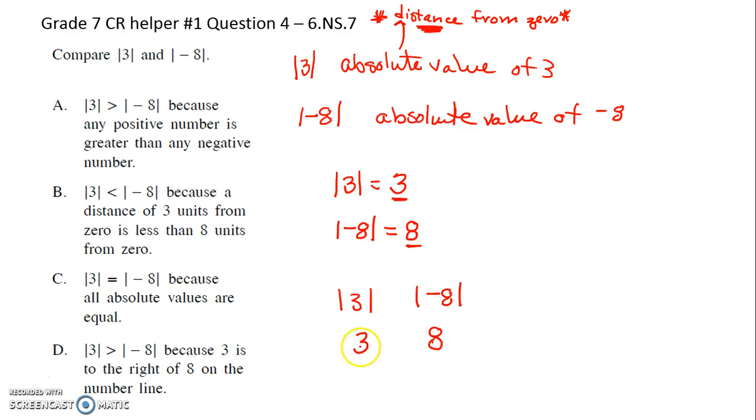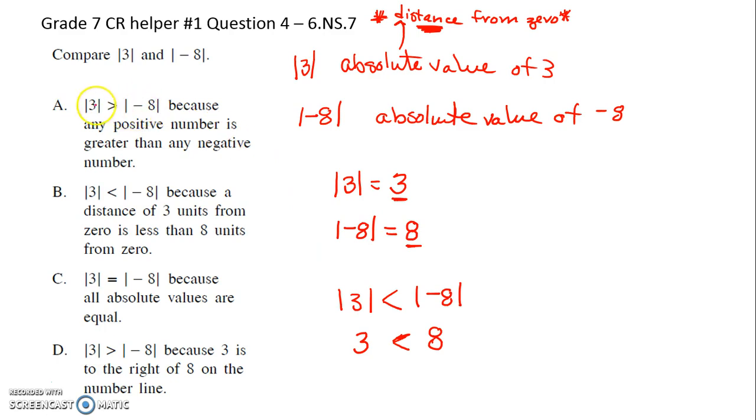So what we really want to do is compare these. Well, 3 is less than 8. 8 is greater than 3. So the absolute value of 3 is less than the absolute value of -8.